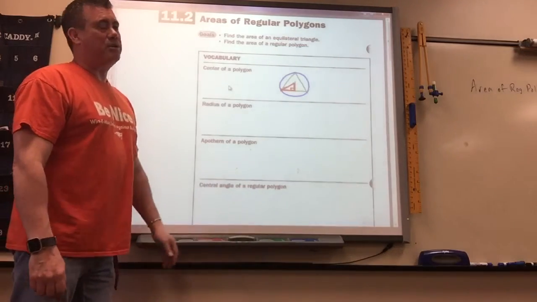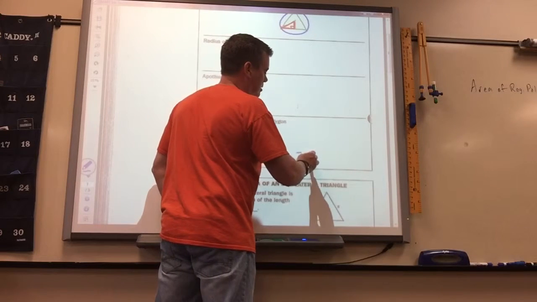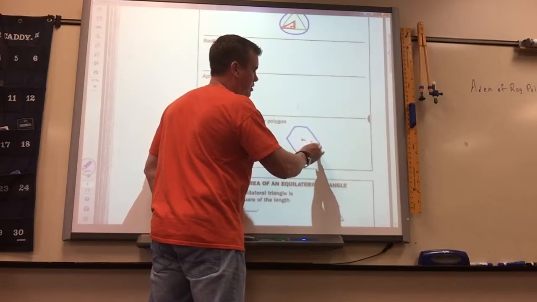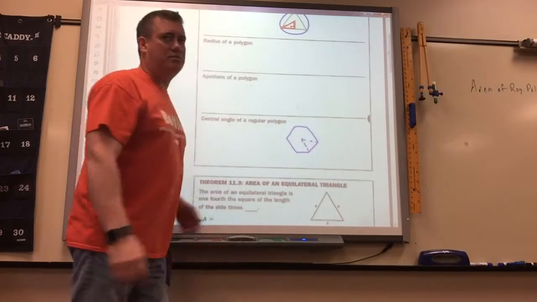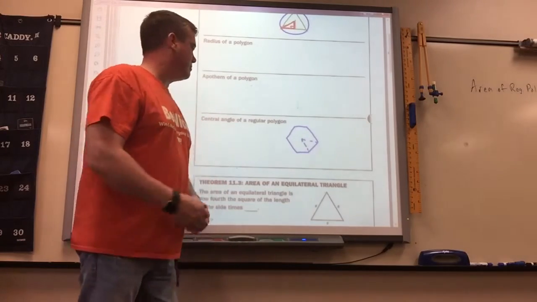Central angle of a regular polygon. Yesterday when we did that worksheet, when they drew the dotted lines, that's a central angle. Because remember, a central angle is the vertex is in the center. Okay?